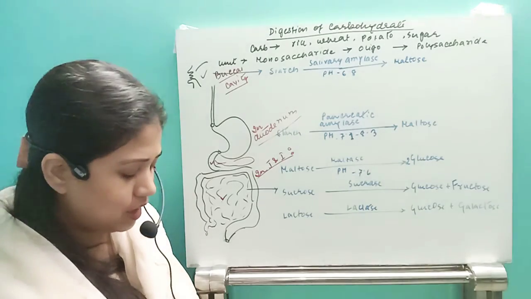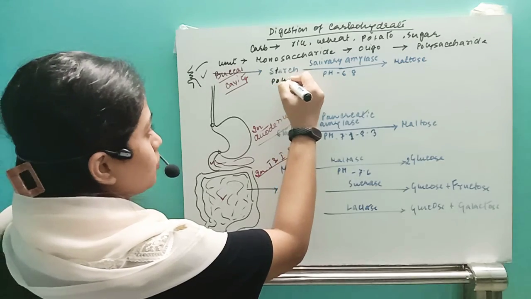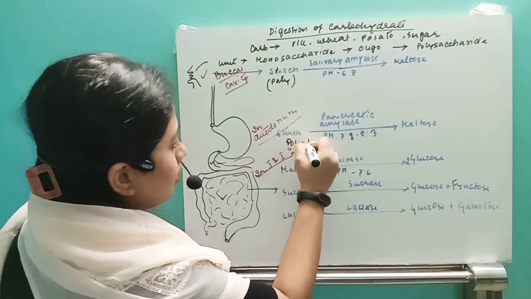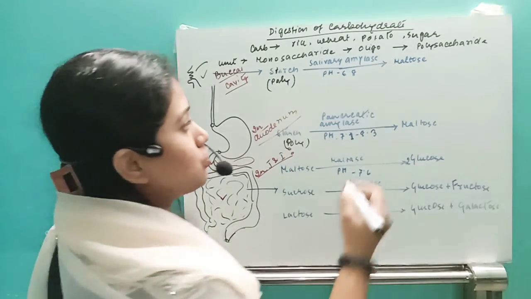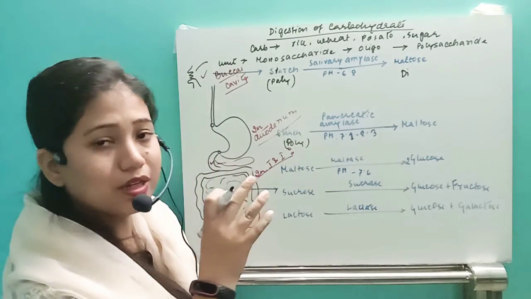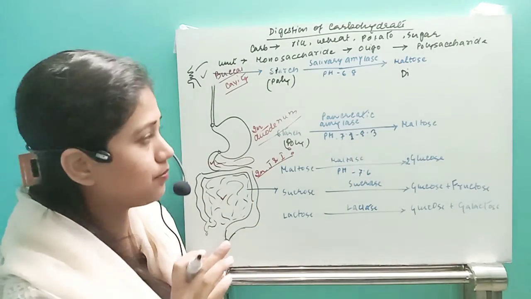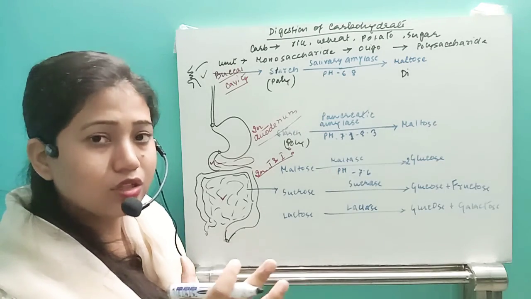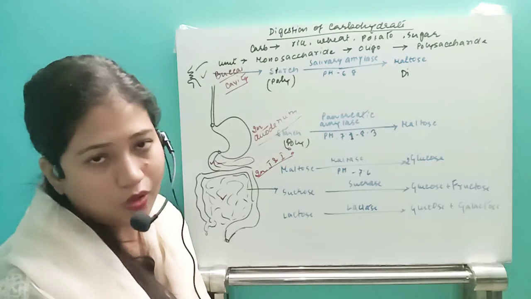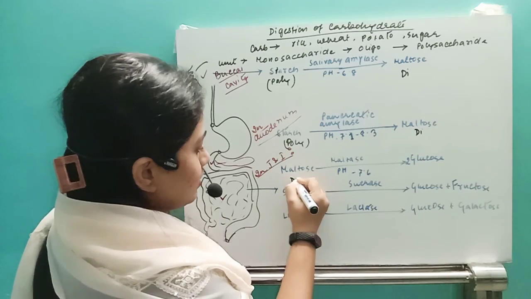Here I will tell you that starch is actually a polysaccharide. Remember that this starch is a polysaccharide. Next, maltose. Maltose is actually a disaccharide. Disaccharide means it has two sugar molecules, and it falls under oligosaccharide, because oligosaccharide has 2 to 9 molecules of sugar. If 2 sugars are present, that is also oligosaccharide. So maltose is a disaccharide.